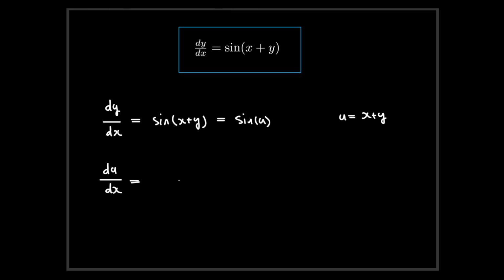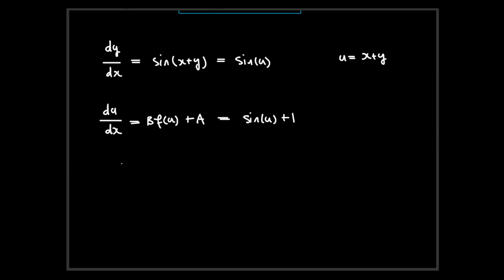du/dx here is just going to be b times f of u plus a, which in this case, again, b is 1 and a is 1, so this is just going to be sine of u plus 1. So we have again a separable equation, and separating everything, we get that dx is equal to 1 divided by sine u plus 1 du.